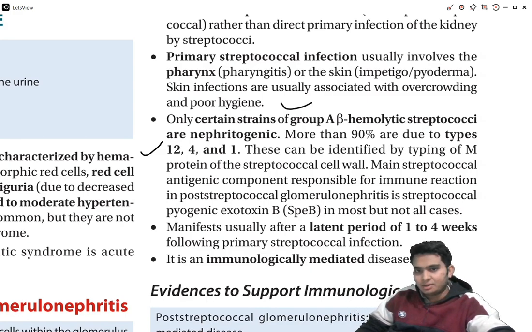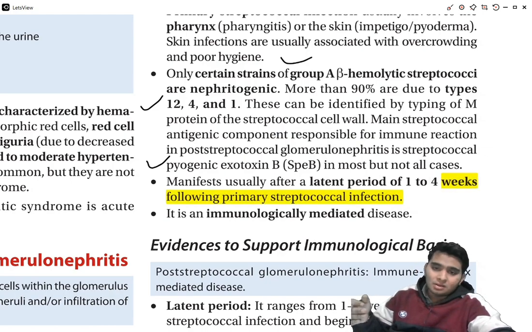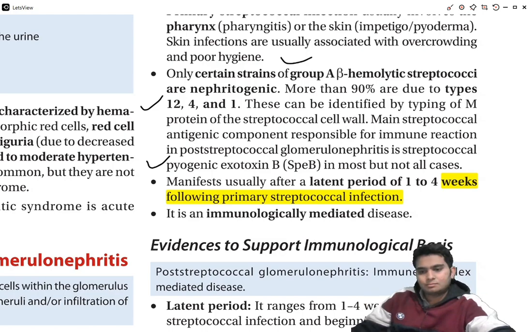The antigenic component responsible for the immune reaction in PSGN is the streptococcal pyogenic exotoxin B in most of the cases, but not all the cases. It manifests usually after a latent period of 1 to 4 weeks following primary streptococcal infection, meaning that after 1 to 4 weeks of streptococcal infection, your kidney problems will arise.